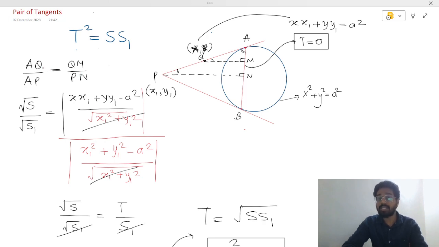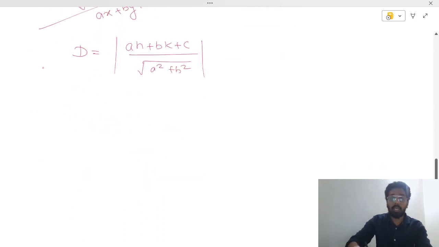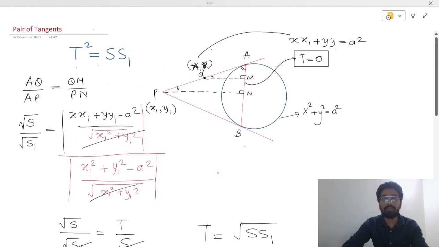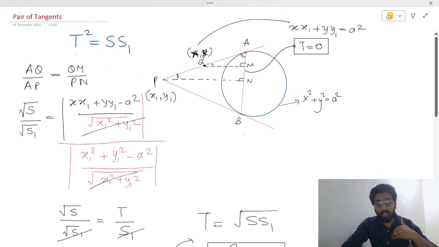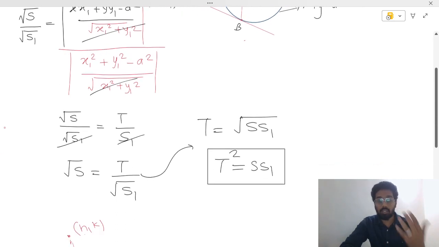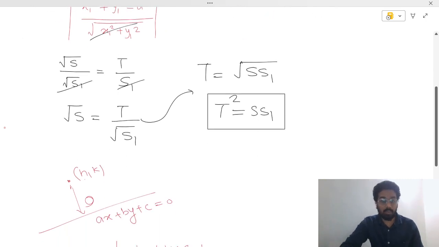AQ, how will we calculate what AQ is? It is the length of tangent. Those who do not know, length of tangent is equal to root S1 from point x1, y1. But in the case of Q, it was only x comma y. So putting the value x in place of x will give you root S. But when you put x1 comma y1, you will generate length of tangent as root of S1. That's how we will generate this formula, length of tangent, and QM by PN, distance formula, which we have used. After solving this whole thing, we will get T square equals SS1. I hope it is clear.